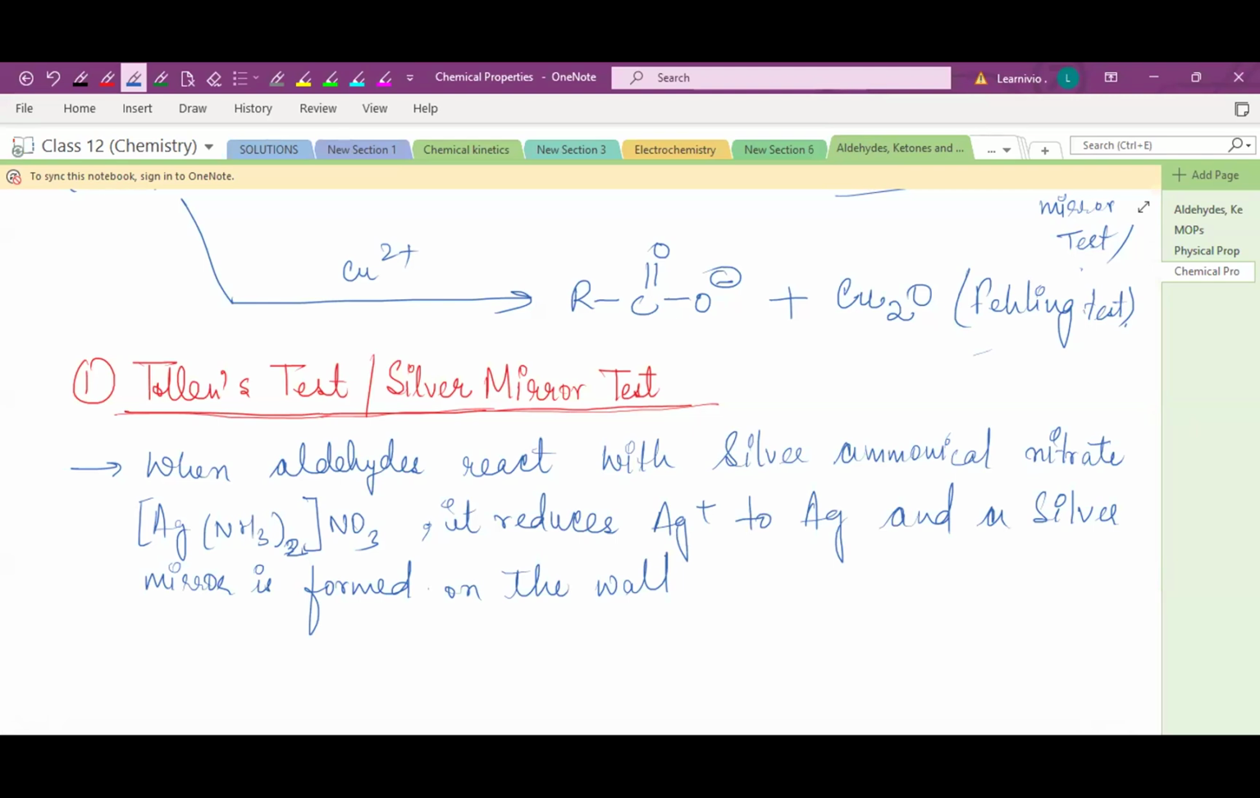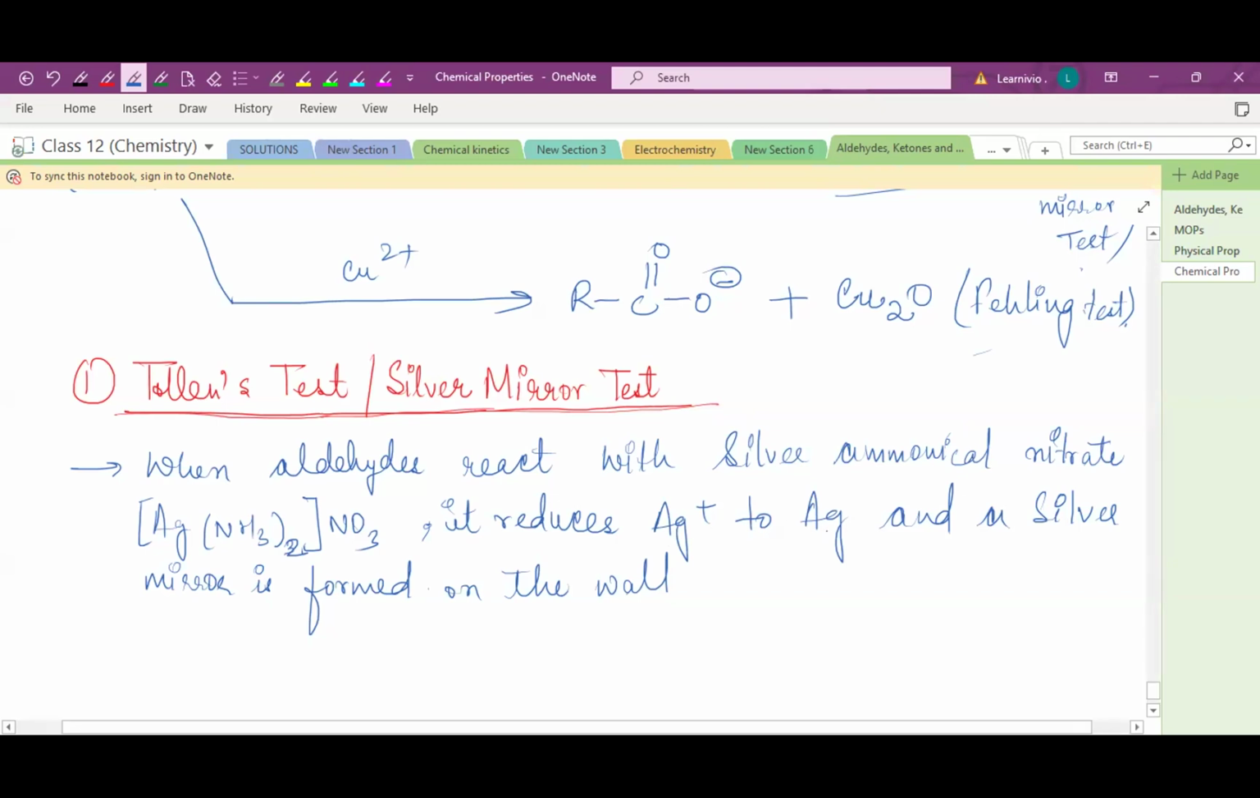This experiment is quite expensive because you are using the silver ammoniacal nitrate. So in most classes, they will not give the students this test to perform. Basically, the teacher will show you the experiment themselves, and they will not allow the students to perform this experiment by themselves.